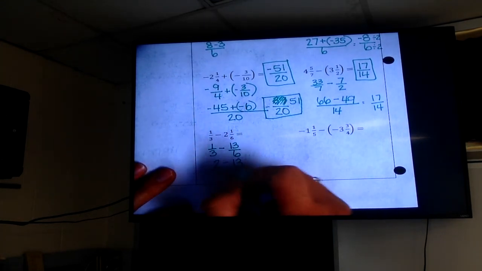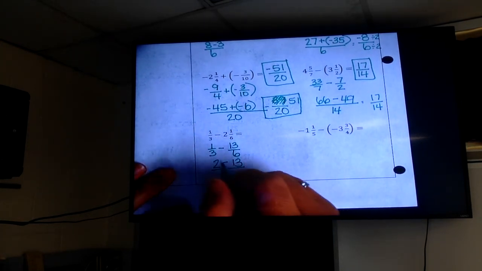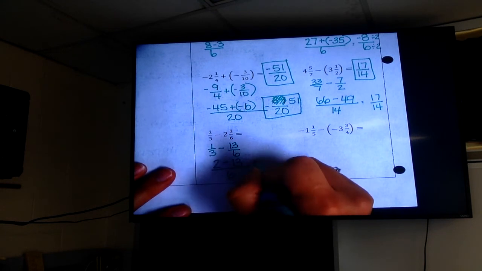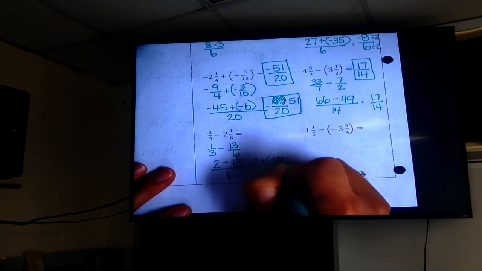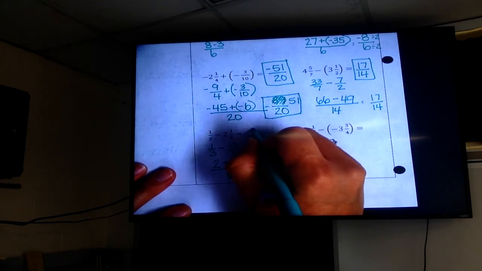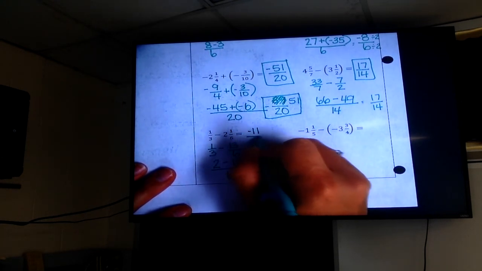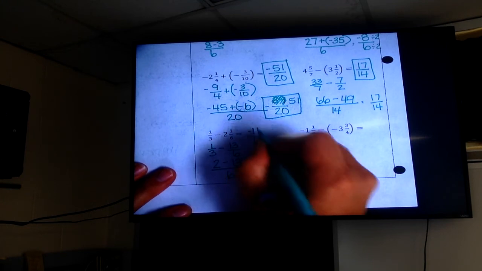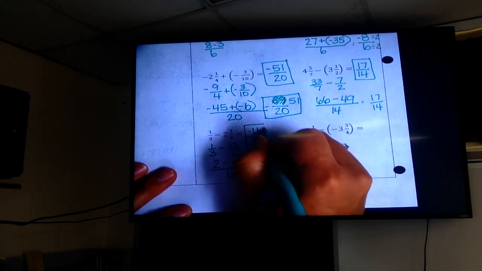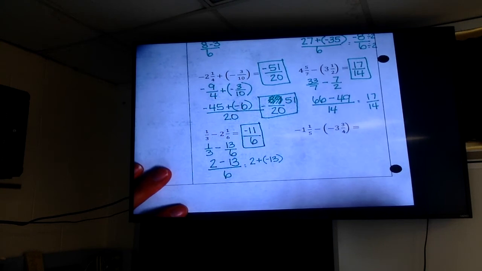Now, I see subtraction, and it's not a common subtraction, so I do need to do LCO. So I'm going to say 2 plus negative 13. Okay, my signs are different here, so I'm going to subtract. 13 minus 2 is 11, and the 13 is bigger, and it's negative, so I'm going to say negative 11 over 6. And this cannot be simplified, so that is my final answer.